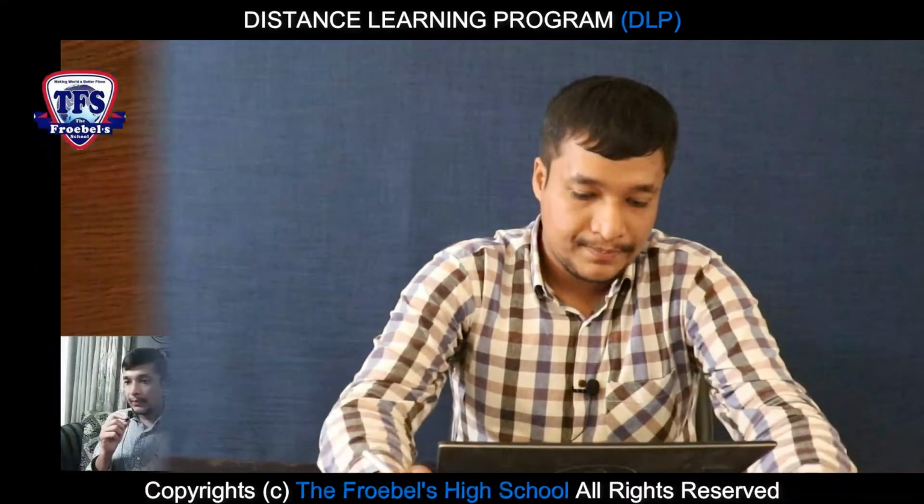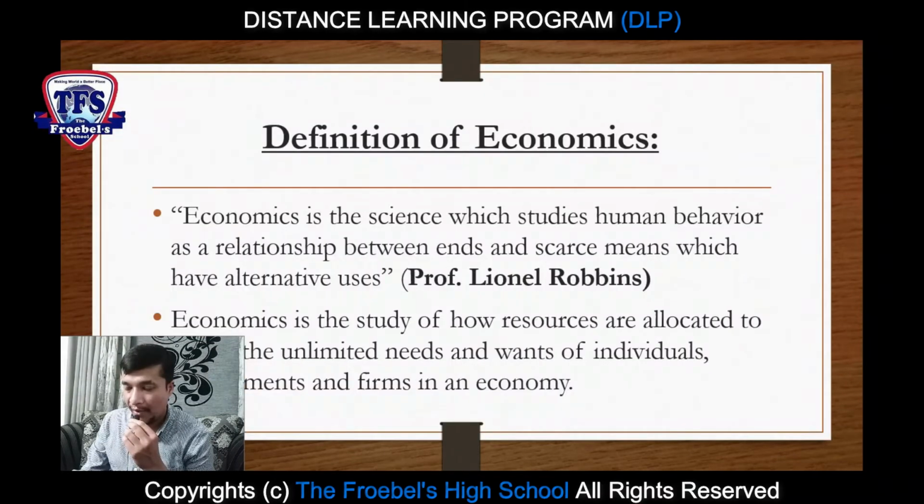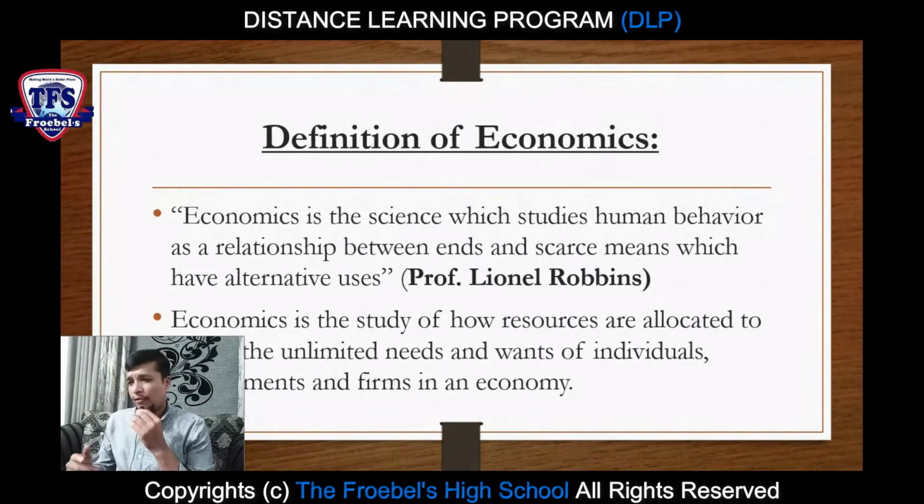So here we start economics 2281, O level economics 2281. First of all, we start from the definition of economics. Economics is a science which studies human behavior as a relationship between ends and scarce means which have alternative uses.